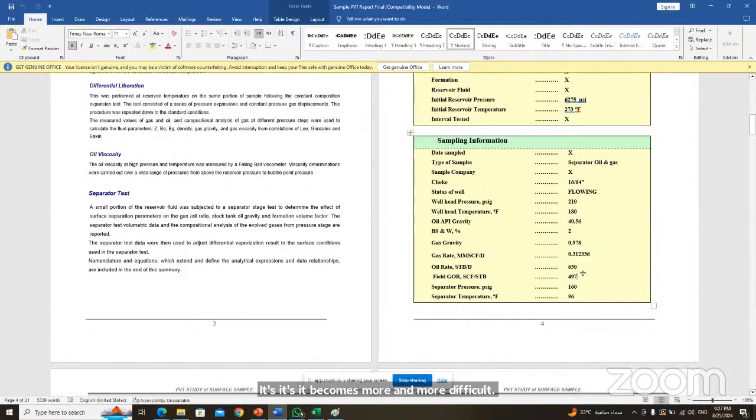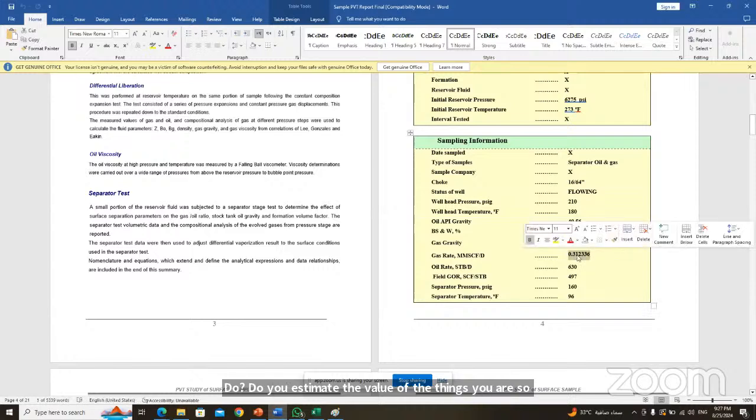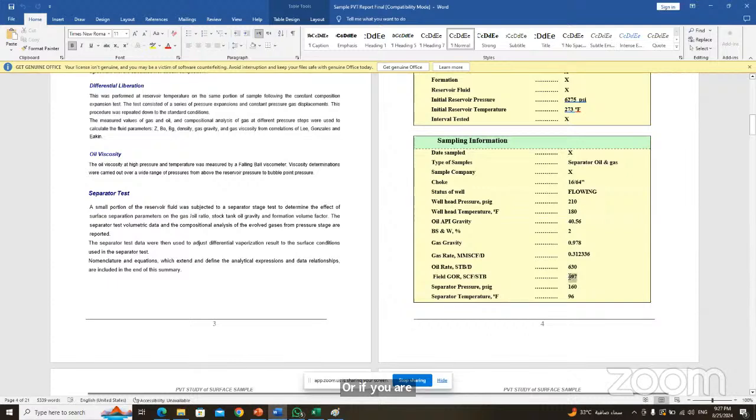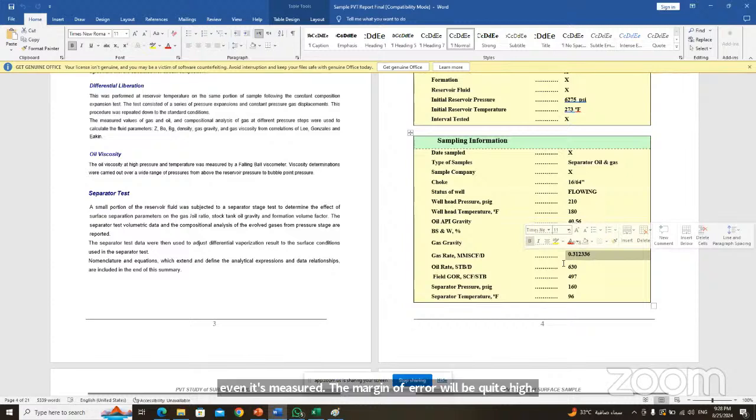So in this case, if the GOR is 100, for example, or if we have a GOR of 50 instead of 500 or 497, the gas rate would have been 0.03, which is not measurable practically. Or even if it's measured, the margin of error will be quite high. So for this case, we would prefer to go for a downhole sample.